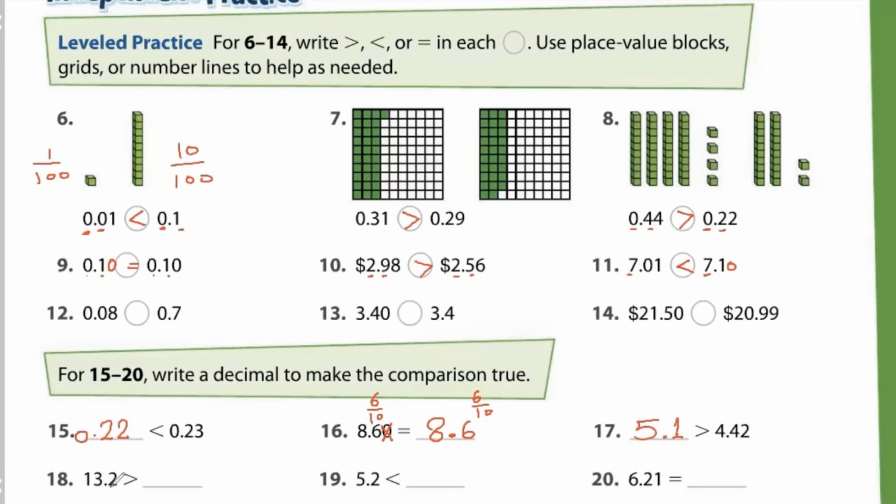Here, 13.2 is greater than what, teacher? I want to write a number less than 13.2. I can write 13.1. 5.2 is less than what, teacher? I have to find a number which is bigger than 5.2. Maybe 5.3. Yeah. Number 20, 6.21 equals what? I would put 6.21 and put here 0. 0 to the right doesn't make any change.